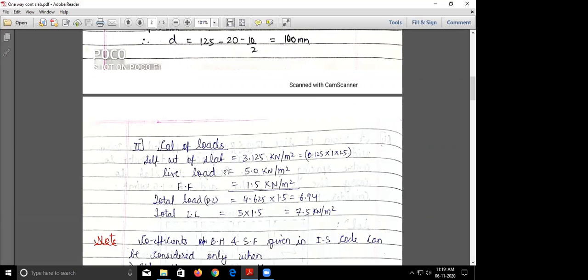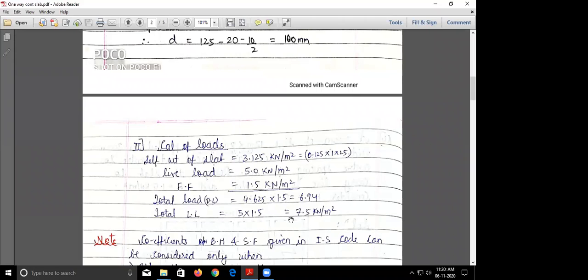So total dead load, apart from the live load, is this plus floor finish, and I have then factored that load. So this becomes 6.94. And then the total live load, which is given as 5, I factored it, so the total live load is also obtained. Okay, so now why have I done this separately, let us see.